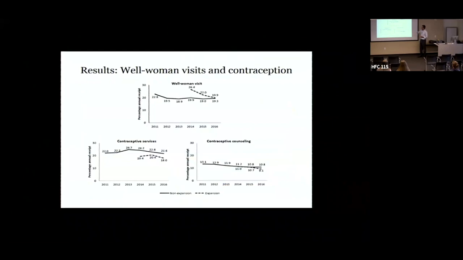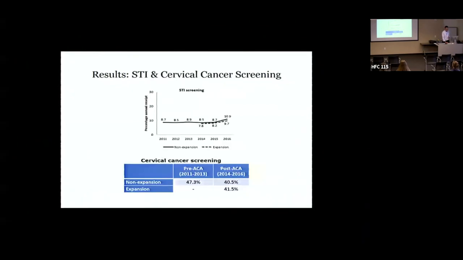And we see that for well woman visits, the rate among women who are continuously enrolled is pretty flat. But for those women who are newly enrolled, it started at a higher level and dropped down. So we took this as evidence of some unmet need that was satisfied over the course of the first couple of years. Contraceptive services, the rate remained pretty flat for continuously enrolled women. Women enrolled under expansion actually were less likely to use contraceptive services. Contraceptive counseling, though, was pretty similar for the two groups, but it gradually went down over time. So again, these trends are not the same for each of these three outcomes.